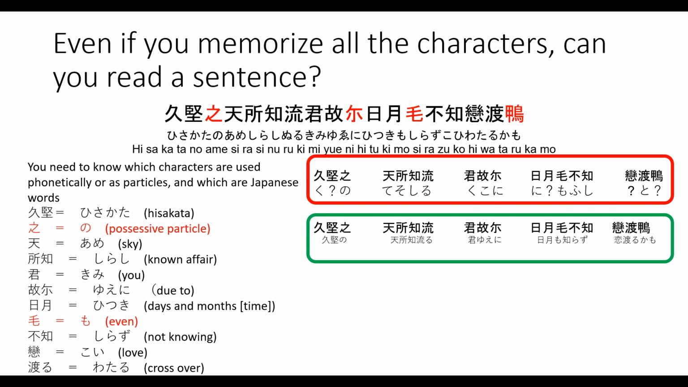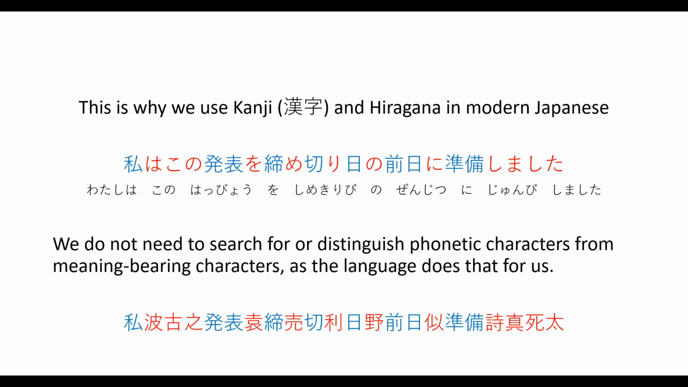For example, the first red character, which looks kind of like a letter Z, is actually a possessive particle read as no, whereas the word to its left, hisakata, means sky, or more specifically, the great sky and all of the stars above. This is in contrast to modern Japanese, where we use kanji and hiragana to separate the words very clearly into whether they are being used for the meaning or for their sounds.